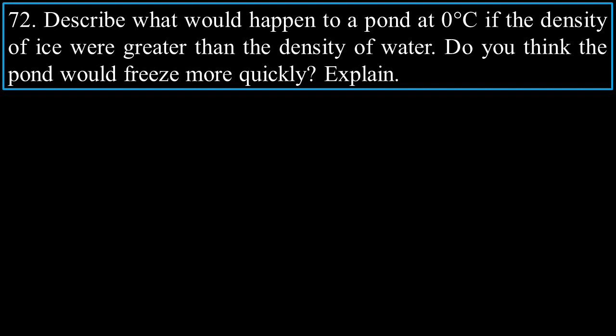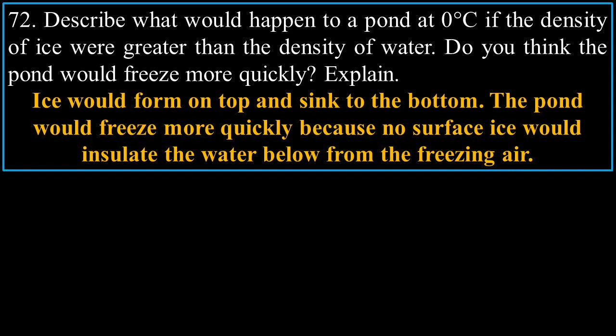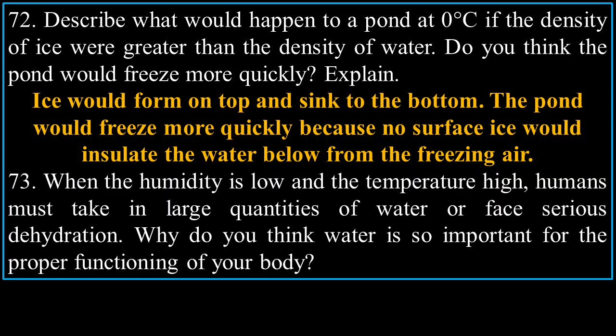Describe what would happen to a pond at 0 degrees Celsius if the density of the ice were greater than the density of the water. Do you think the pond would freeze more quickly? Well, yes, it would freeze more quickly. Ice would form on top and sink to the bottom. The pond would freeze more quickly because no surface ice would insulate the water below from the freezing air. There are other things too involved there.